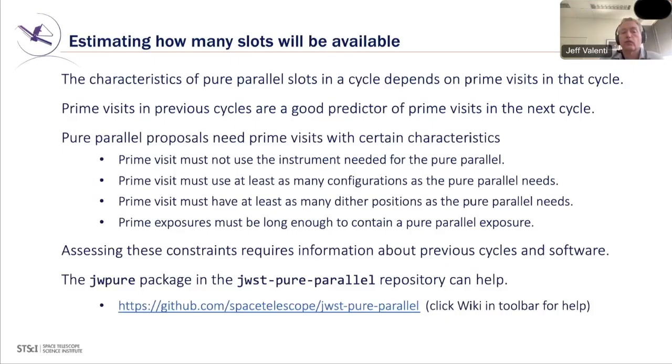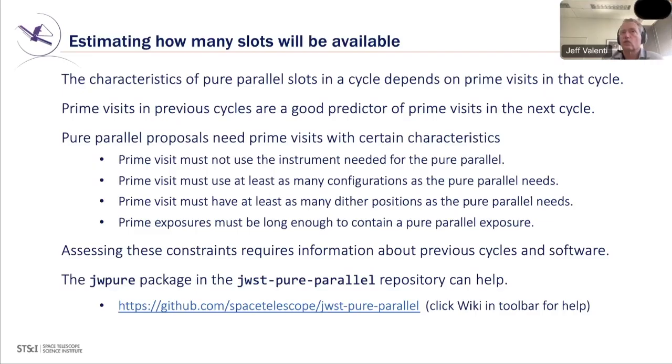Pure parallel proposals need prime visits with certain characteristics. The main ones are you want to use a particular instrument for your pure parallel. So, primes that are using that instrument are not useful to you, so you need to ignore those. How often is the instrument you want to use for your pure parallel used by prime visits? These are the characteristics of the prime visits that you need for your parallel: they don't use the instrument you want for your pure parallel.